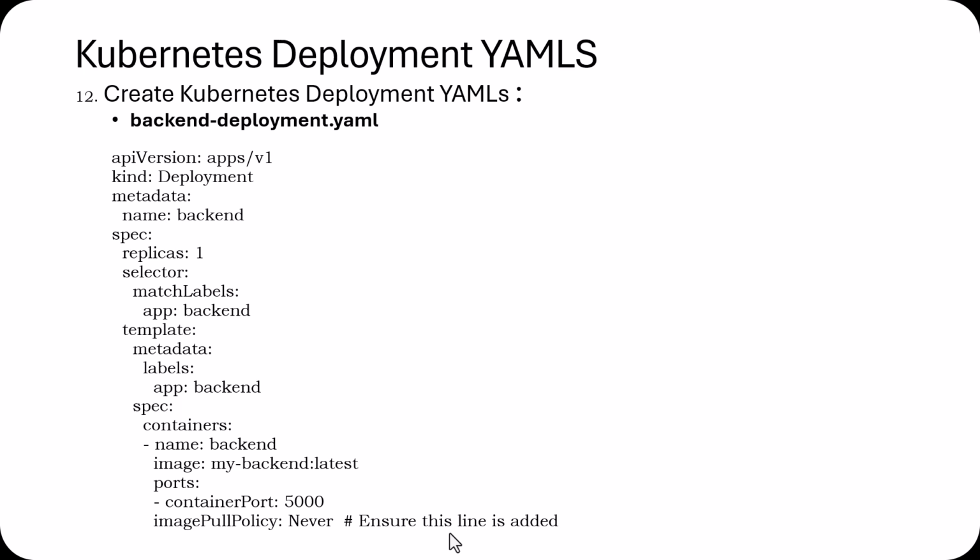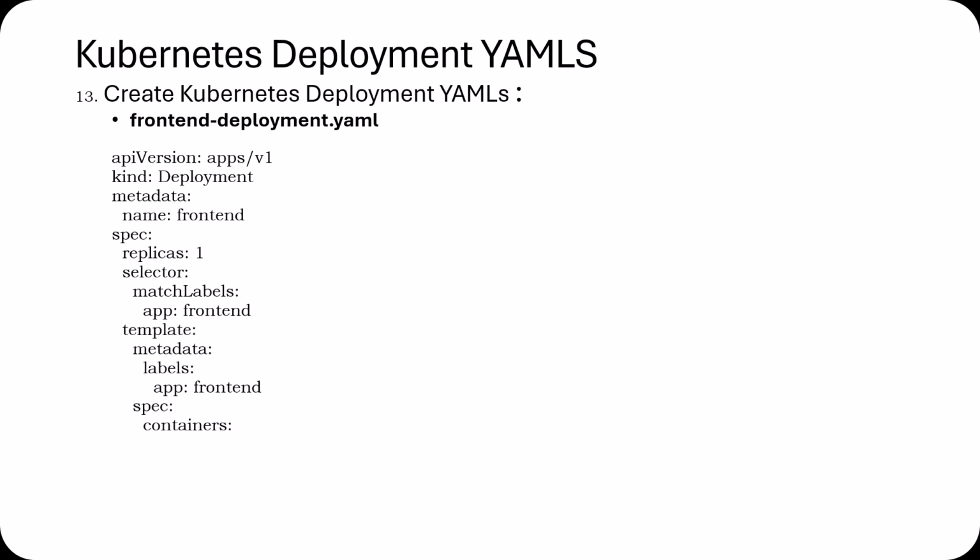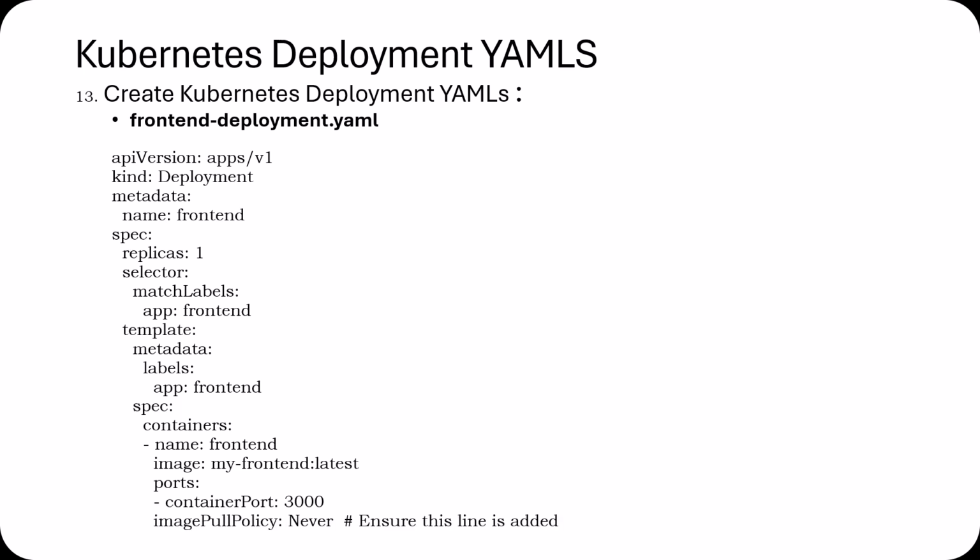So this is very important, because I found that this was ending in an error which took almost one full day to troubleshoot. Okay, so this is backend-deployment.yaml, which we'll put in the backend, and then we'll put the frontend-deployment.yaml in the frontend. And here also imagePullPolicy is Never. This is very, very important. You must take care of this.